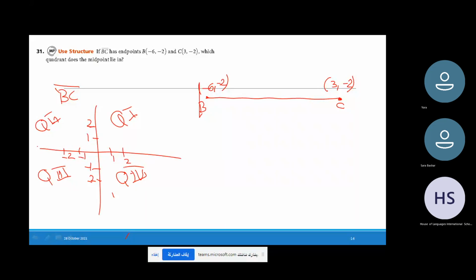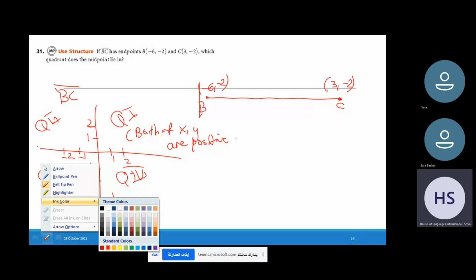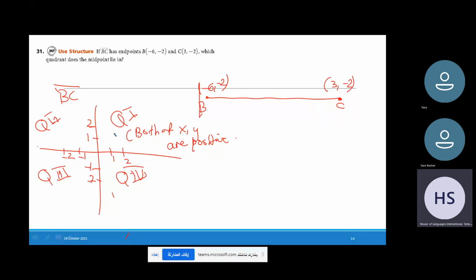Now, in quadrant 1, both x and y are positive. What do I mean? Like if you have this point here, what is the coordinate of this point? (1, 1). So they are positive. 1.5, and so on. They are positive. Now, in quadrant 3, both x and y are what? Negative.